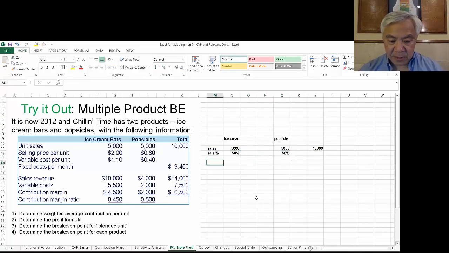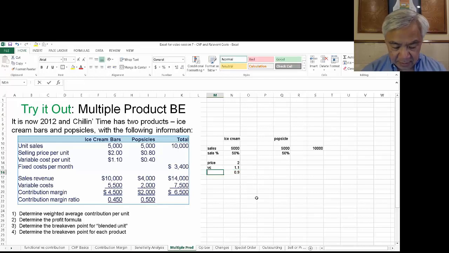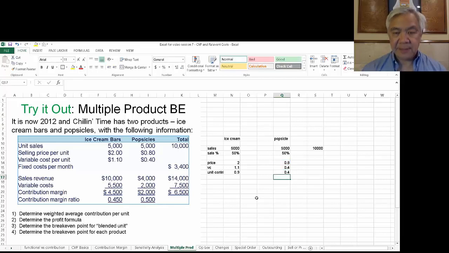The next thing we say, well, what is our unit contribution? Price minus the variable costs. For the ice cream, the price is $2 and the cost is $1.10. And so the margin is 2 minus $1.10, and that is the unit contribution. And we do the same for the popsicle. Price is 0.8, variable cost is 0.4. So unit contribution is 0.8 minus 0.4, or 40 cents.